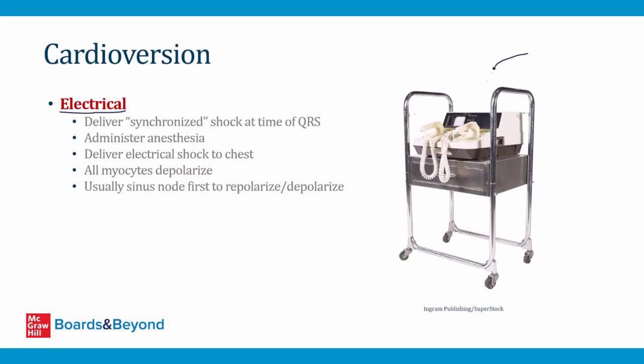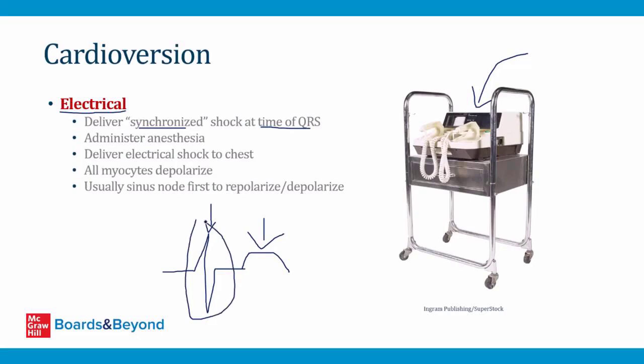This requires a defibrillator machine like what's shown here, and it will deliver a synchronized shock at the time of the QRS. The idea is that right when the QRS complex occurs, this is a safe time to deliver a shock that can convert the heart from AFib into sinus rhythm. If the shock comes later on top of the T wave, that can actually induce ventricular tachycardia and fibrillation, so we don't want to do that. So you synchronize the shock so it will be delivered at the time of the QRS complex.